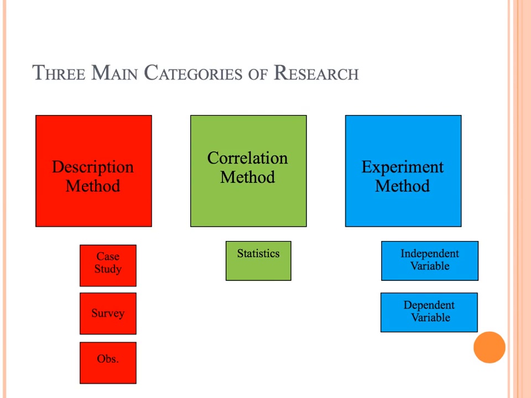And the last method we'll discuss is the correlational method, which uses statistics to show to what extent one variable relates to another. Remember, correlation is not causation.